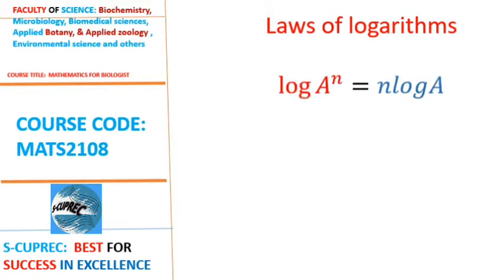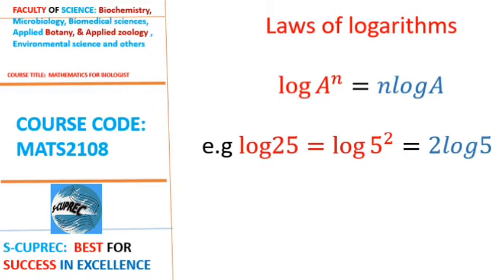The law of powers. If we generally have the log of a raised to the power n, it is the same as n log a. We simply bring the power down, and we have n log a. For example, the log of 25 is the same as the log of 5 squared. 25 is the same as 5 squared, so we simply bring down the 2, and we have 2 log 5. That's law number 3.